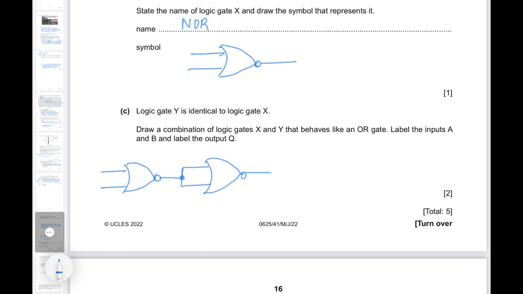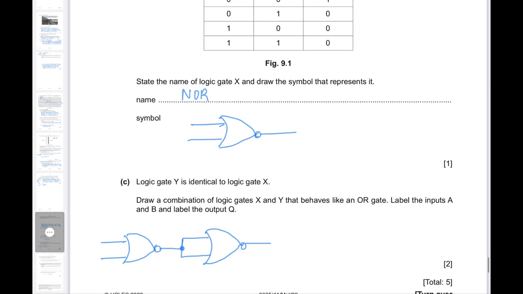And let me show you how that works by copying the table given in the question. So here you've got input A and B, and here's going to be the output Q. Let's say we've got the same inputs 00, 01, 10, and 11. Here the output would be 1, 0, 0, and 0, right? And that means the output signal would be the same as both of the input signals for the second NOR gate. So when the output is 1, the second input would also be 1, and so on.